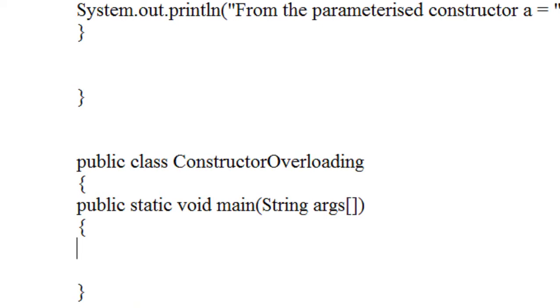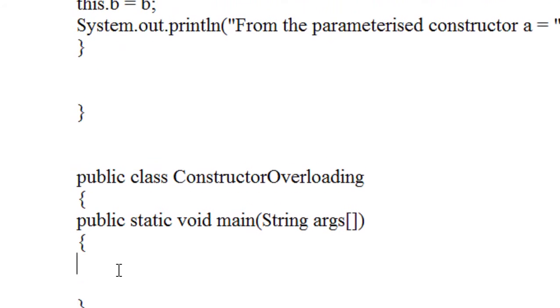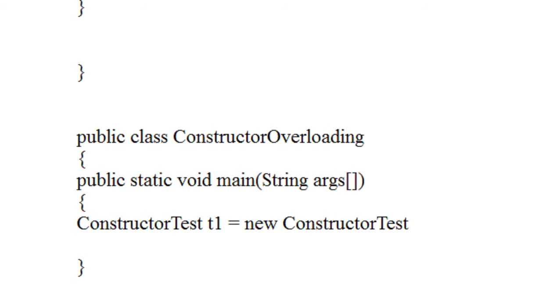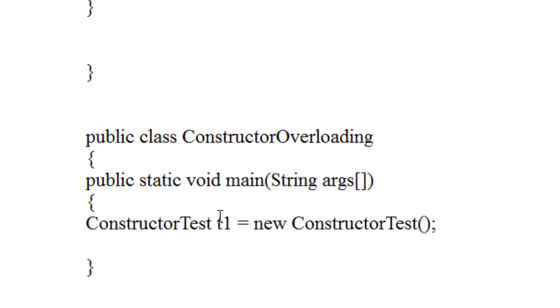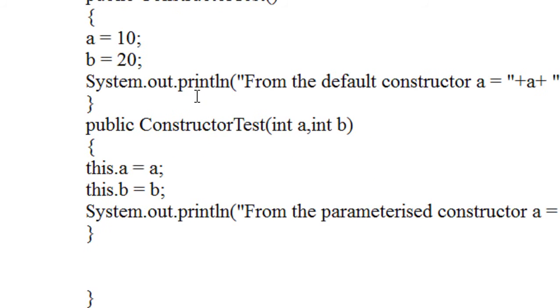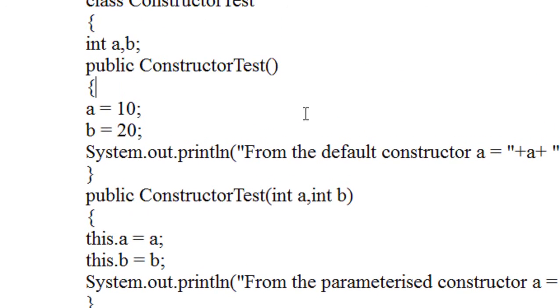Here I am going to create an object of this class, ConstructorTest t1 is equal to new ConstructorTest. Here I just create an object with no arguments. So in this case the compiler definitely invokes the default constructor.